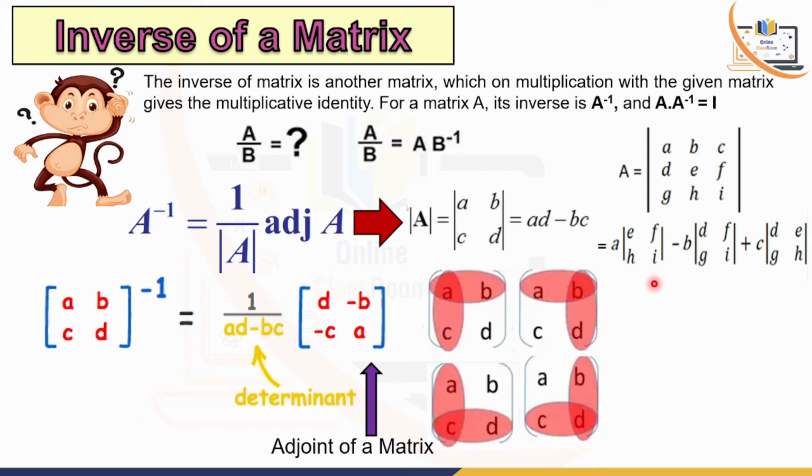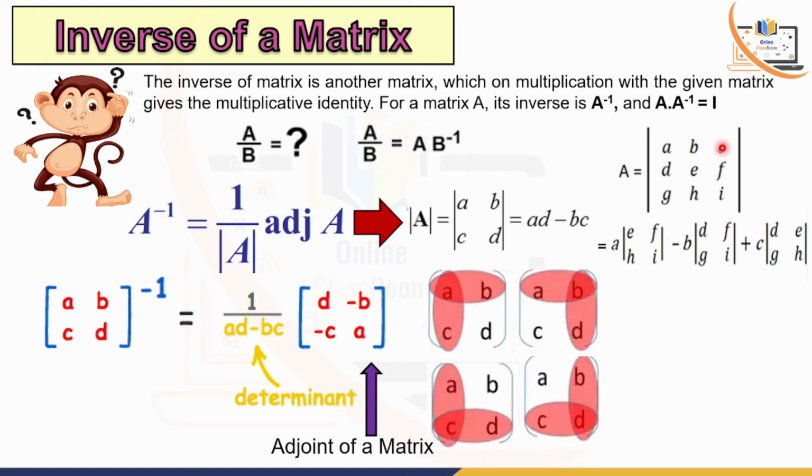In the second position, if I consider the point B, this particular column and this particular row will be discarded. So we have D, F, G, I, and we have this determinant. The second position will be a negative position, that's why it is minus B into this particular determinant.